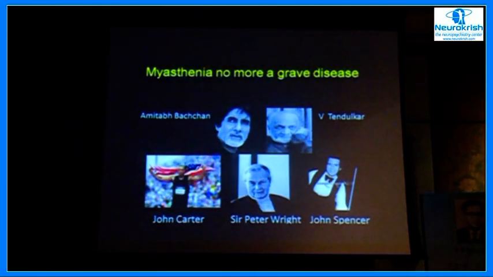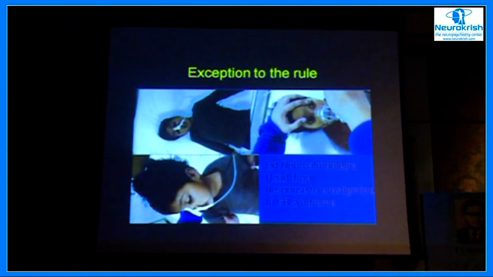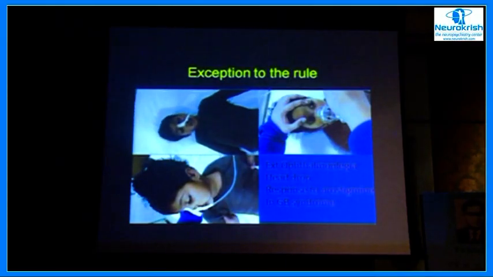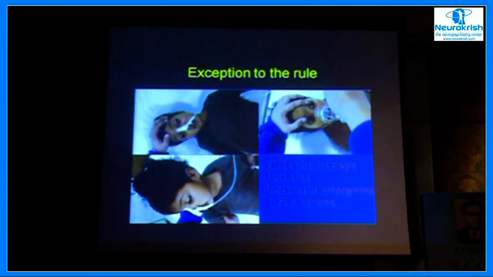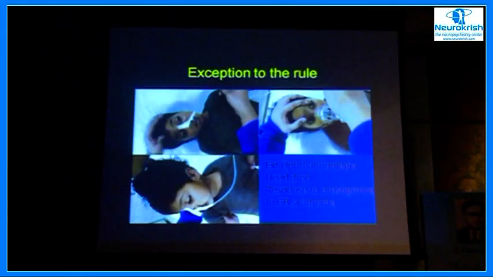So as I said, myasthenia gravis is no more a grave disease, because these are the achievers in our society: Amitabh Bachchan, Tendulkar, John Carter, Sir Peter Wright, and John Spencer. They have achieved so much. It is very heartening that people, in spite of myasthenia, in spite of thymectomies, have won laurels for themselves and their country. Lastly, I would like to mention that we all learn from our mistakes or difficult cases.